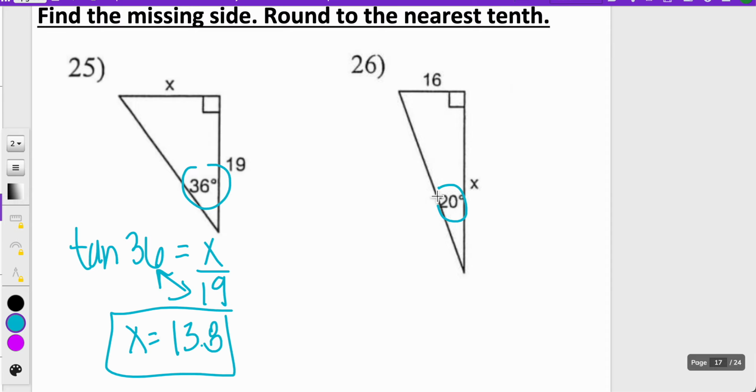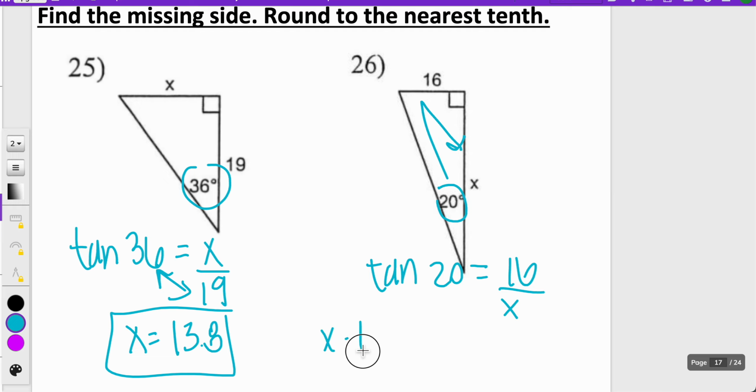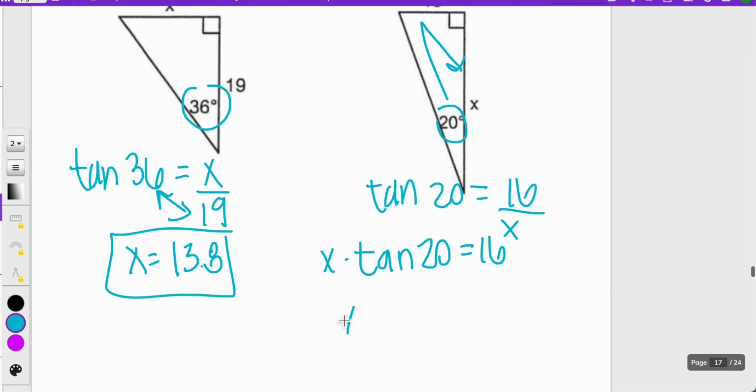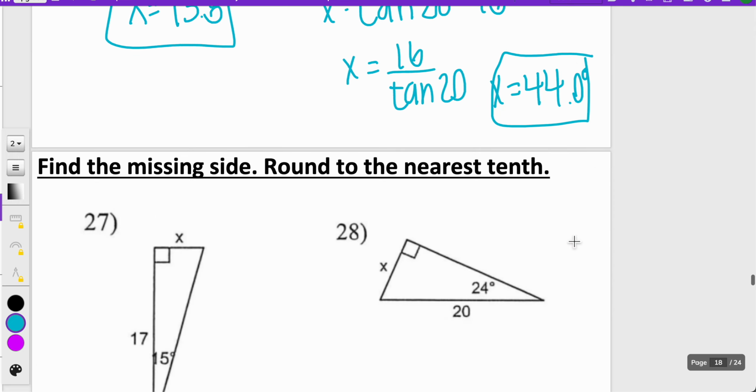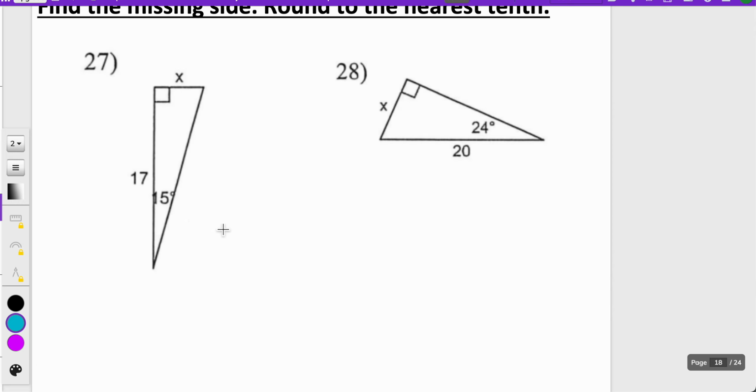26, I'm also going to use tangent, opposite over adjacent. So tangent of 20 is equal to 16 over x. The first thing I do is I rewrite this so x is on the top, so multiplying both sides by x, I get x times the tangent of 20 is equal to 16. And then I'm going to divide both sides by the tangent of 20. So 16 over tangent 20. And that's going to give us roughly 44.0.